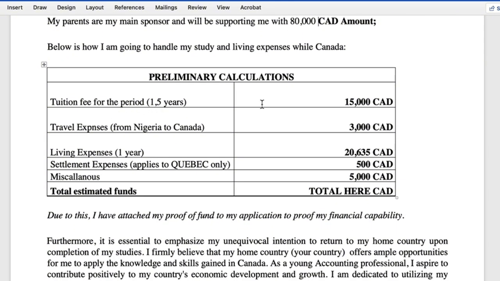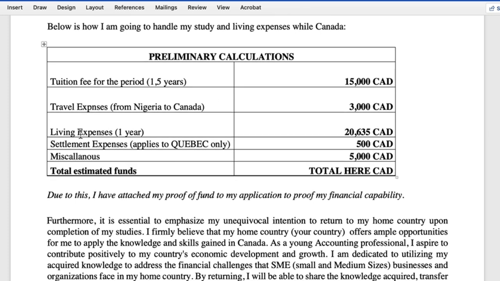Let's just say our fees for 2 years is 15,000. Travel expenses from Nigeria to Canada is 3,000 Canadian dollars. Living expenses for 1 year, as you already know, is 20,635. Settlement expenses, I just put this for the sake of it, because if you are going to Quebec, you must have 500 settlement expenses. And other expenses, as you know, when calculating proof of funds, is tuition plus living expenses plus other expenses. So I put here 5,000.